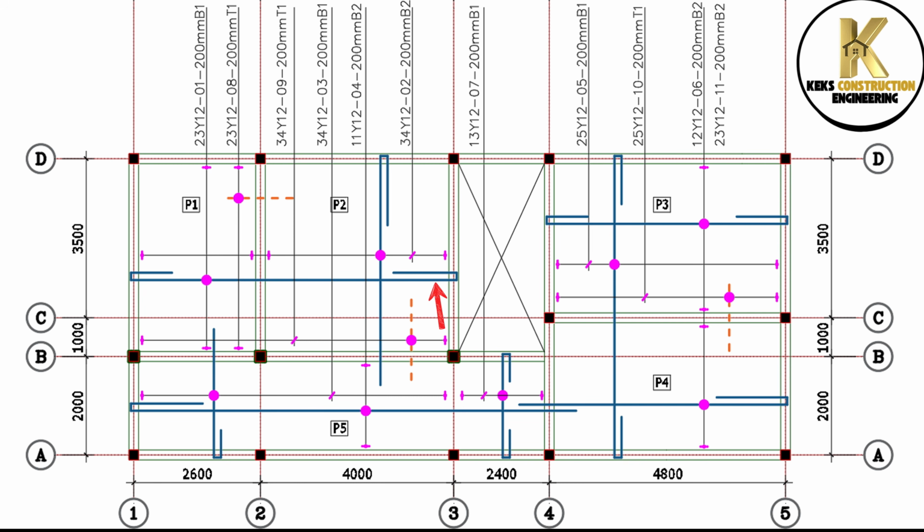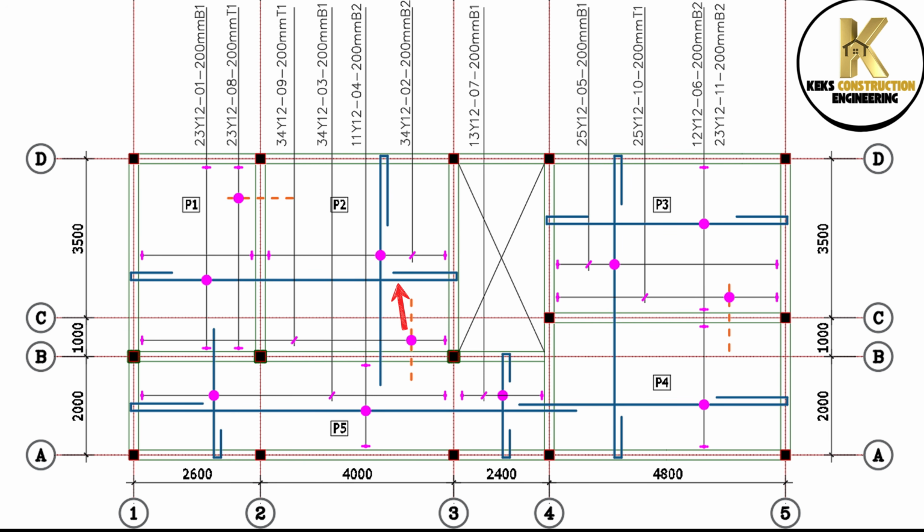Let's locate the first bottom bar, B1. Now, let's decode the meaning of the following notations. The number 23 means that 23 pieces of this bar are required. Y12 means high-yield steel bar of 12 mm diameter. 01 means bar count, mark, or ID number. 200 mm means at 200 mm center-to-center spacing. While B1 means first bottom bar, use this explanation to read the rest.